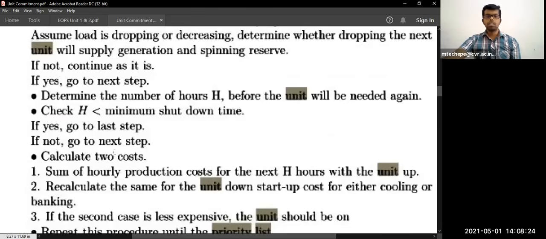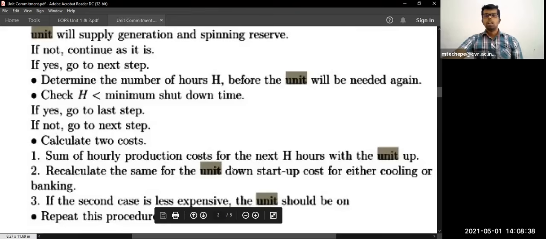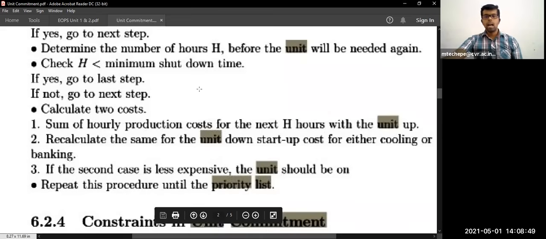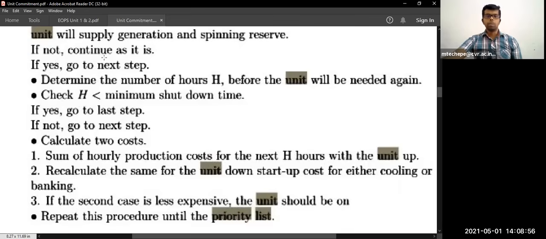So calculate these two costs. The first one is the sum of hourly production cost for the next H hours with the unit up. Next, recalculate the same for the unit down, with startup cost for either cooling or banking. If the second case is less expensive, the unit should be off. Repeat the procedure until the end of the priority list. So these are the steps in the unit commitment problem.